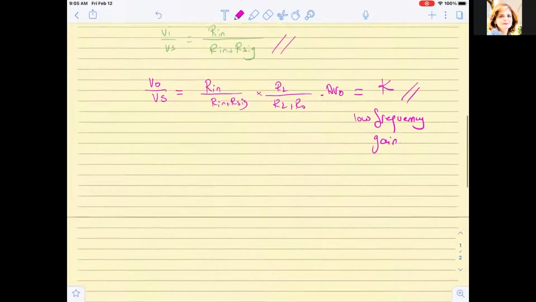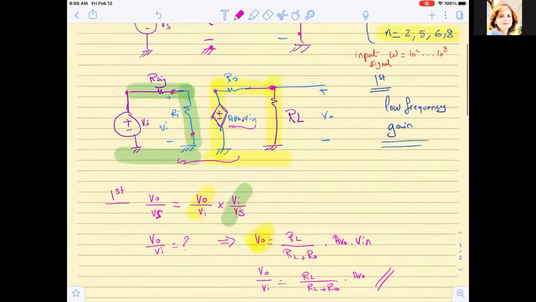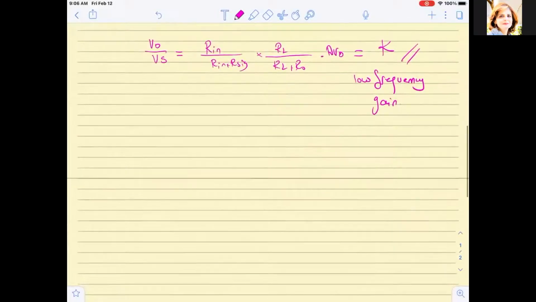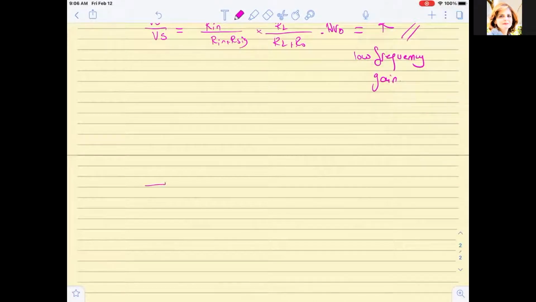Okay, great. So now we are going to say, well, what if I have a capacitor C? I have my network here, V sig R sig.